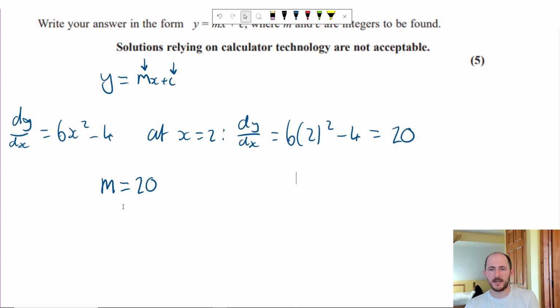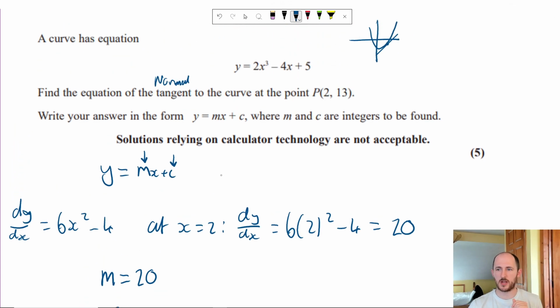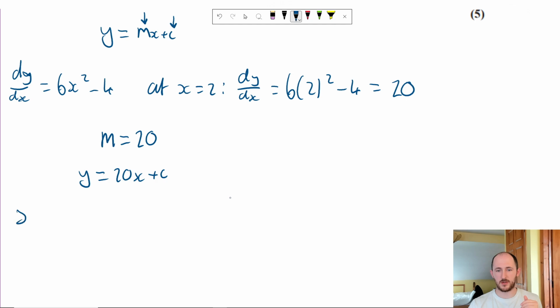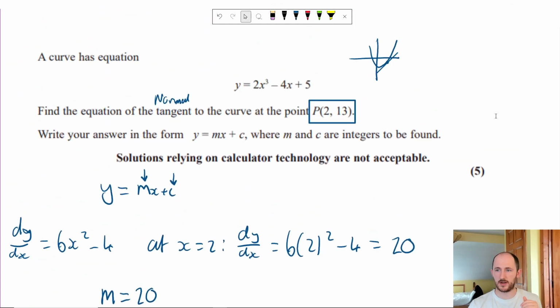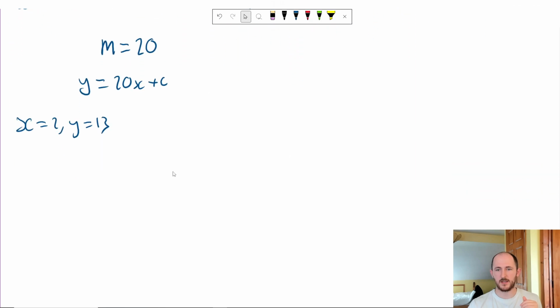So now we have y equals 20x plus c. To work out what c is, because remember we do need to work it out, we're just going to sub in these coordinates. That's it, we're done. So x equals 2, y equals 13, based on those coordinates, right? 2 and 13. So we have 13 equals 20 times 2 plus c. So that's 13 equals 40 plus c.